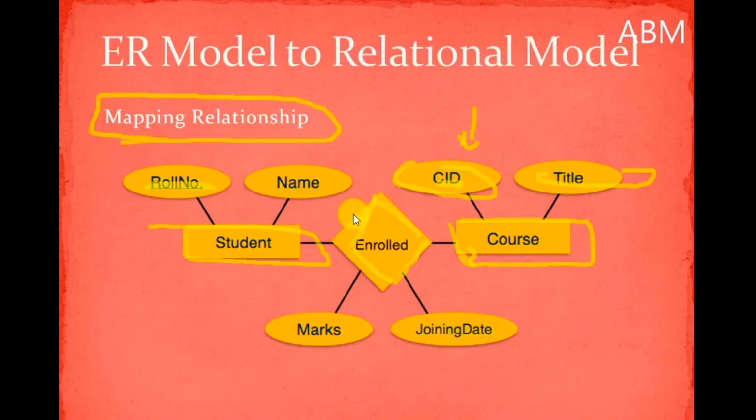The student has a relationship with the course, and the relationship is enrollment. That student is enrolled for any particular course. So the association also has its own attributes: the marks of any particular student in that course, and the joining date of the student in that particular course.